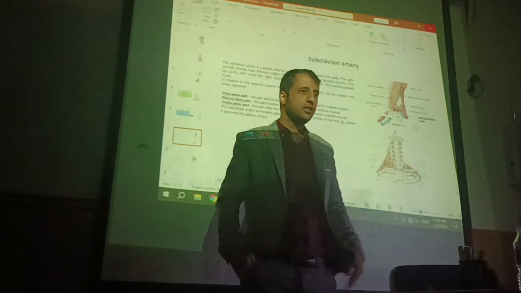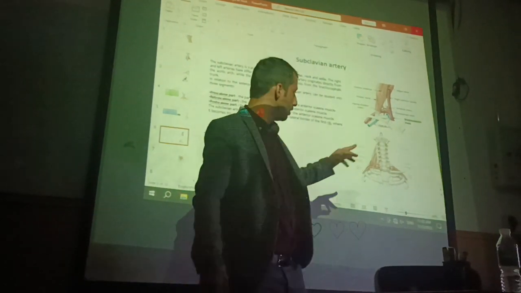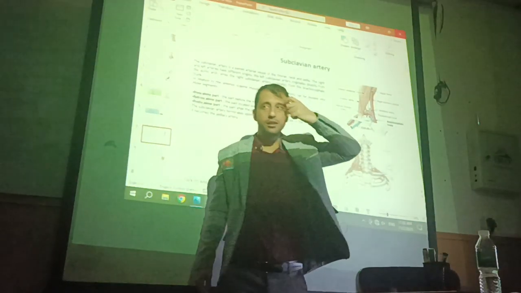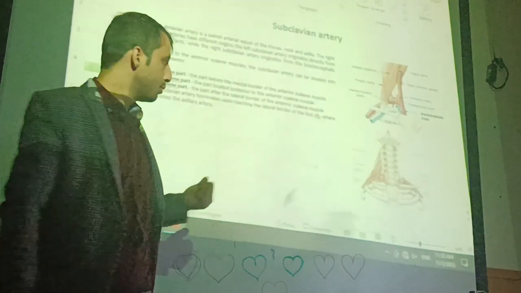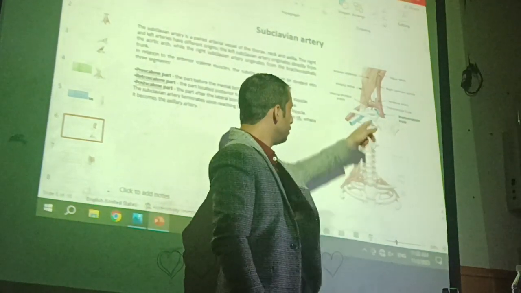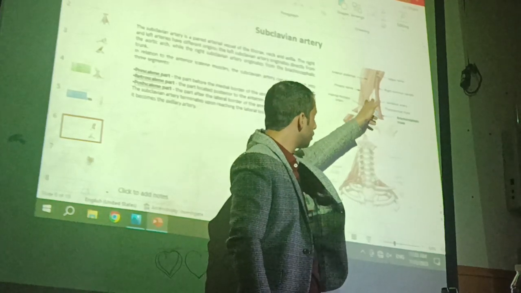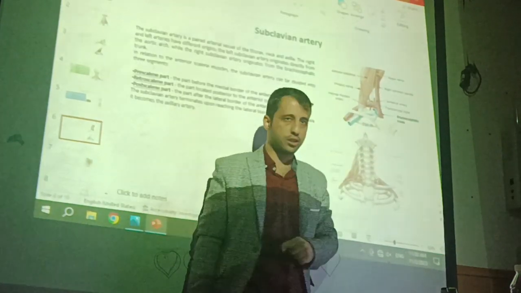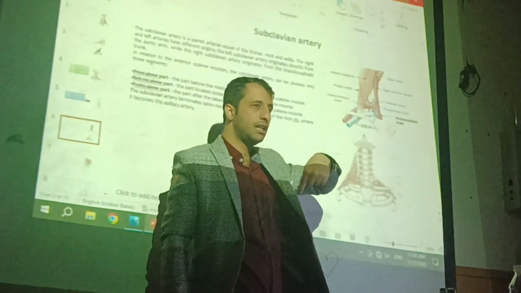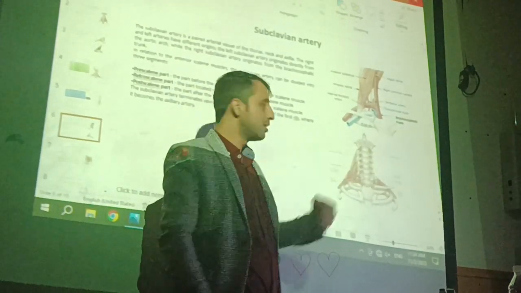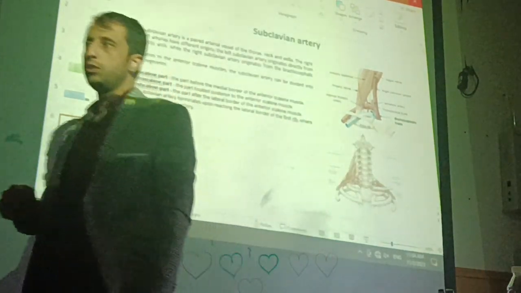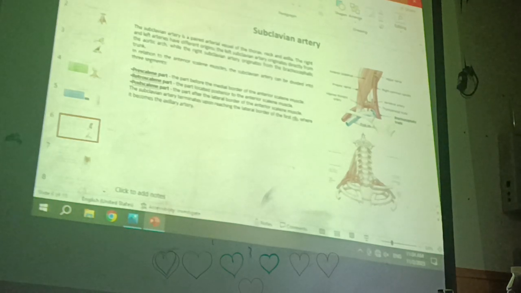The subclavian artery is divided into three parts according to the insertion of the anterior scalenus muscle. The first part is located medial to the anterior scalenus muscle. The second part is located posterior to the anterior scalenus muscle. The third part is located lateral to the anterior scalenus muscle. And its branches.